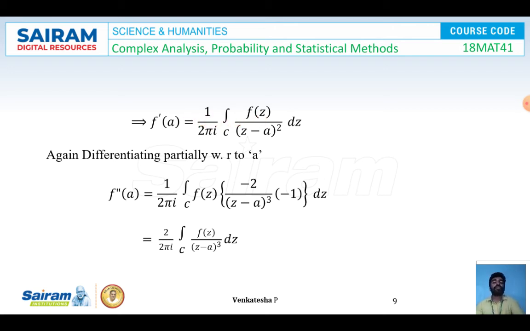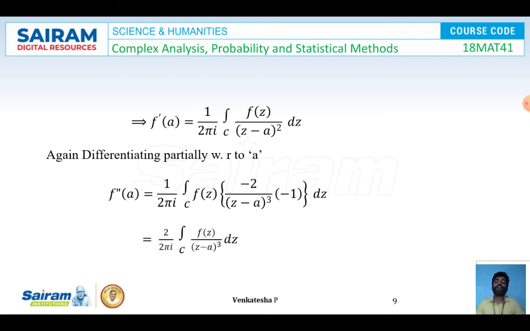So it will become what? This f dash of a will become dou by dou a of f dash of a. It will become f double dash of a. The constant I am taking outside, 1 by 2 pi i. So the integral over the region C f of z I am keeping as it is. Differentiating 1 by z minus a whole square, I will be getting minus 2 by z minus a whole cube, and solving this minus a will be getting minus 1. So I got the equation f double dash of a is equal to 1 by 2 pi i integral over the region C f of z into minus 2 by z minus a whole cube into minus 1 into dz.